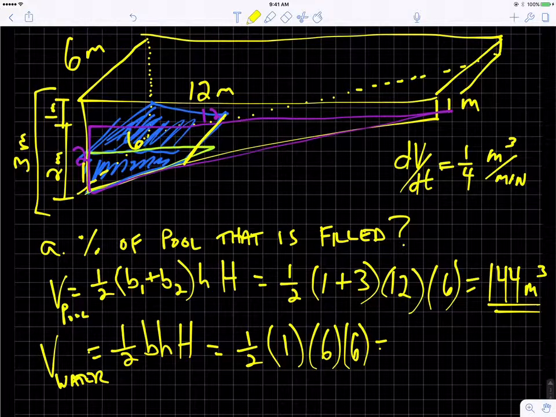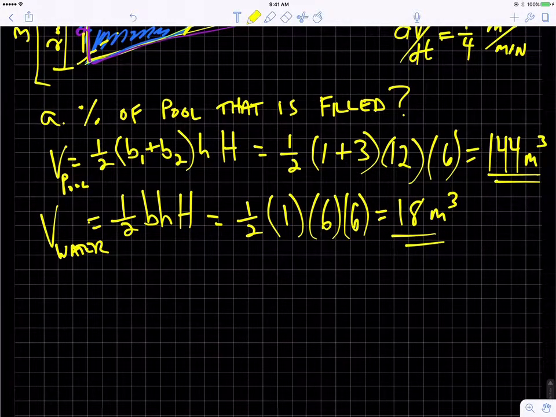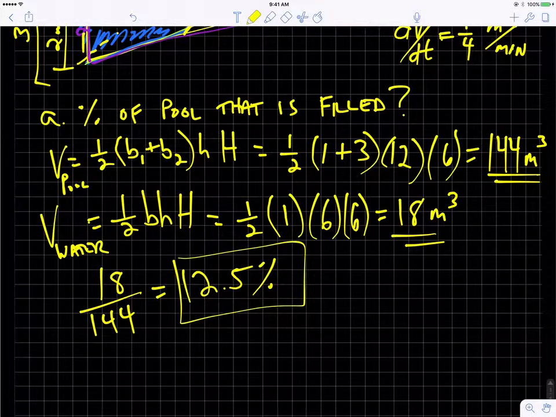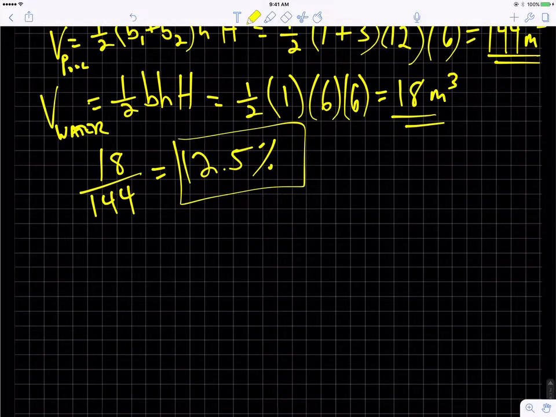So that's going to be 18 cubic meters. That's the volume of the water. So if I want to do the percent, it's going to be 18 divided by 144, which is 12.5%.